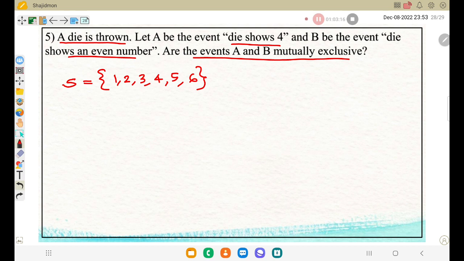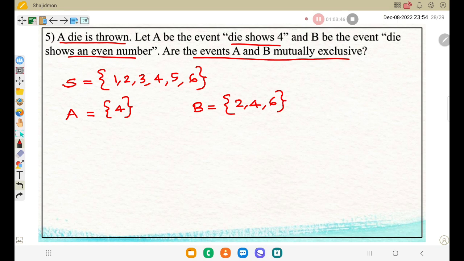Now, what is A here? A is the event that the die shows number 4. Only one option, number 4 only. Die shows number 4 means number 4 itself. Now, B. What is B? B is the event that the die shows an even number. What are the even numbers on the die? Either 2 or 4 or 6.